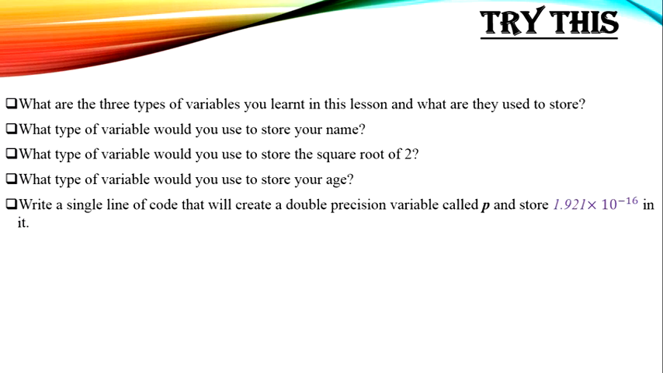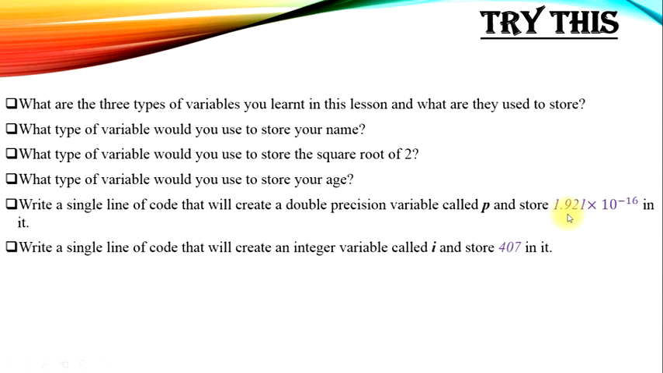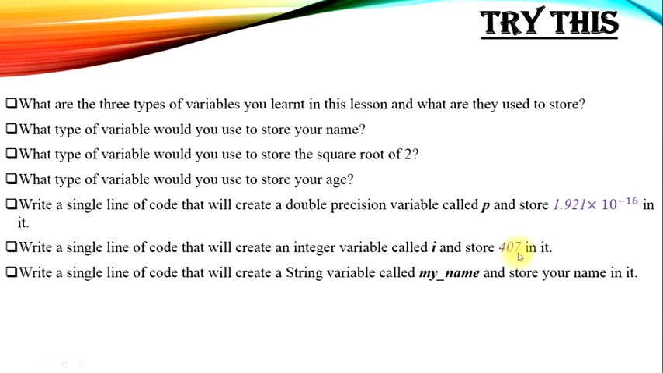Now, write a single line of code that will create a double precision variable called p. That means you have to write a line of code that will declare p as what? As double, and you store this value in it. I've shown you how to store scientific notation in Java. Now write a single line of code that will create an integer variable called i and store 407 in it.